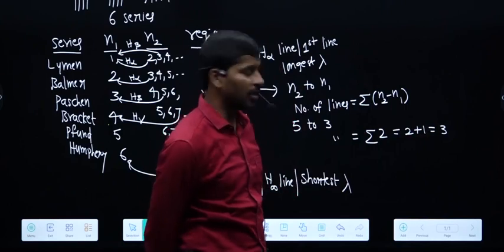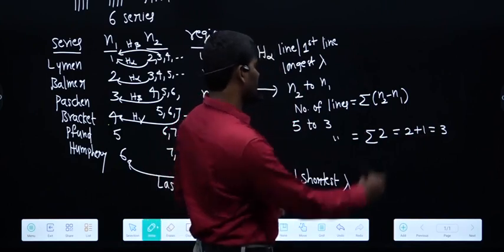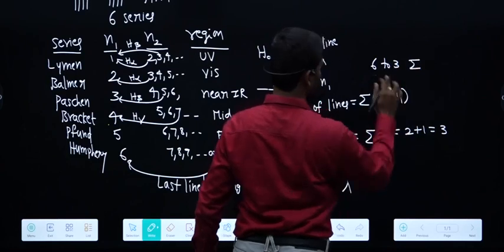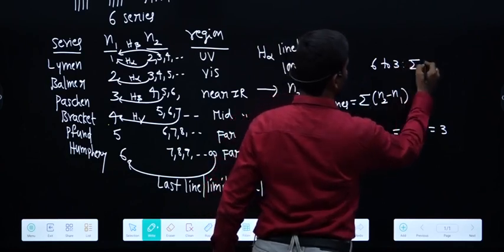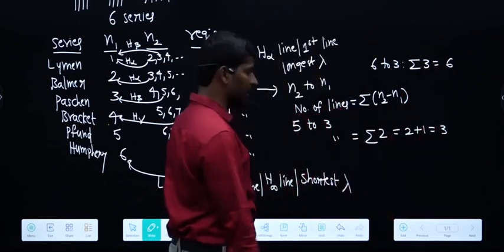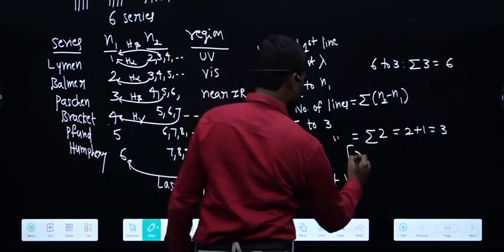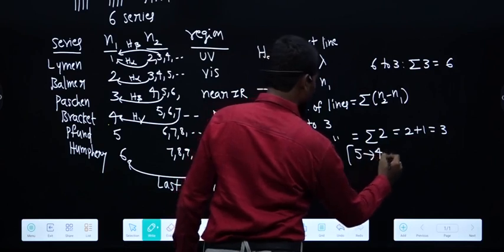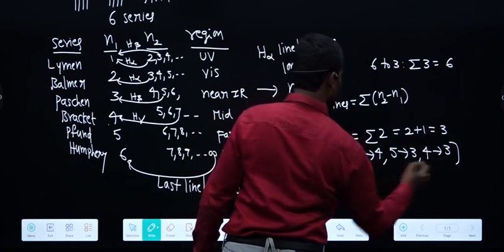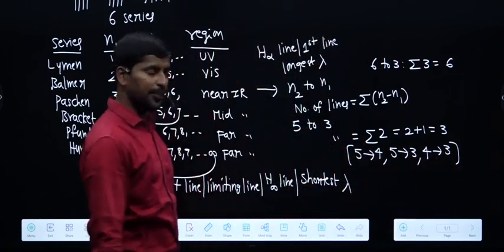The number of lines observed for 6th level to 3rd level: if you take 6 to 3, we get summation of N2 minus N1, 6 minus 3, that is 3. That means 3 plus 2 plus 1, 6 spectral lines are observed. And in the case of 5 to 3, one is 5 to 4, next 5 to 3, next 4 to 3. And these are the various spectral lines observed.